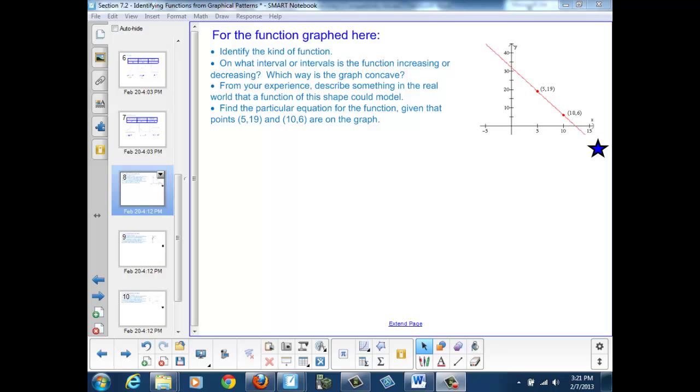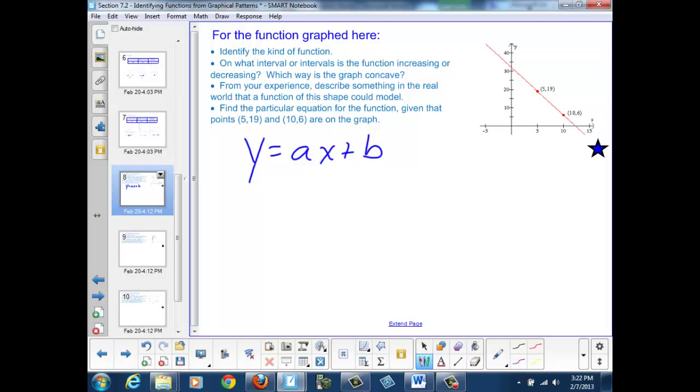Now, to find the particular equation, we're going to take the same approach for each of these examples. We're going to start by using the general equation for the particular function. So in this case, my general equation for a linear function is y equals ax plus b. Now, we're given points on the function, and we're going to use those points, plug them into our general equation, and solve for our unknowns.